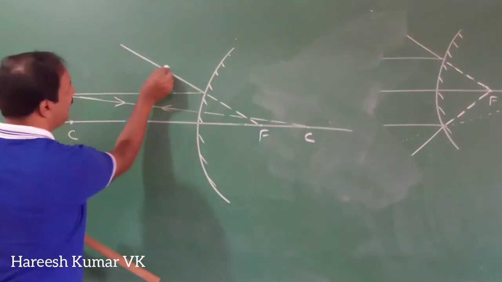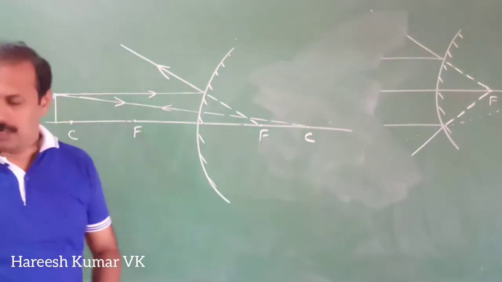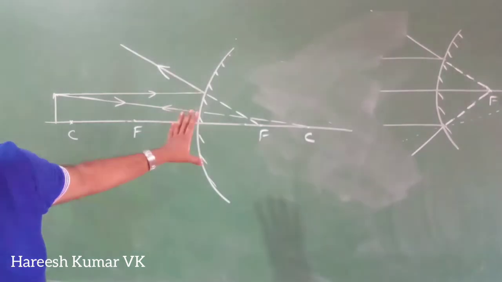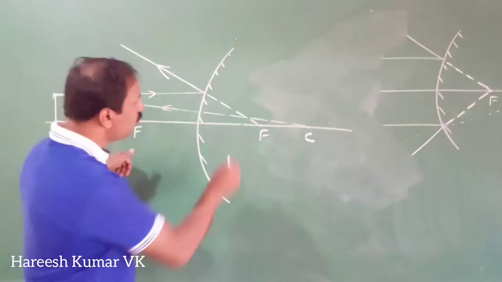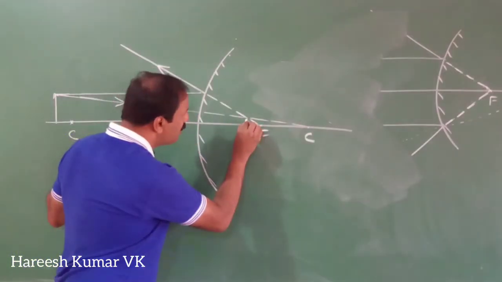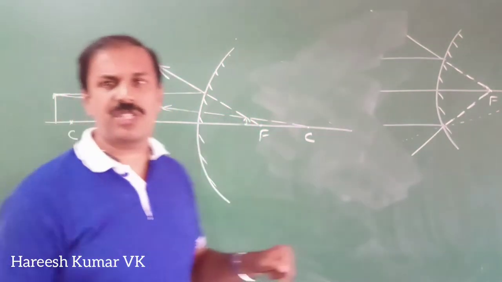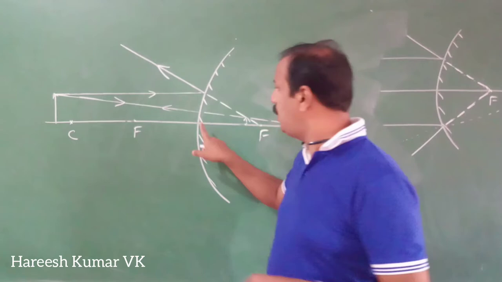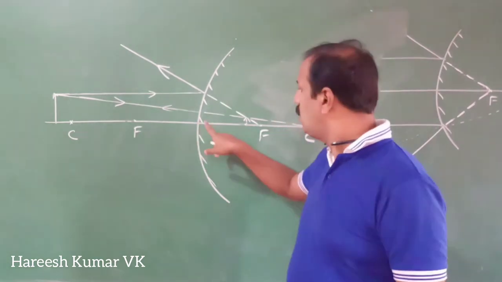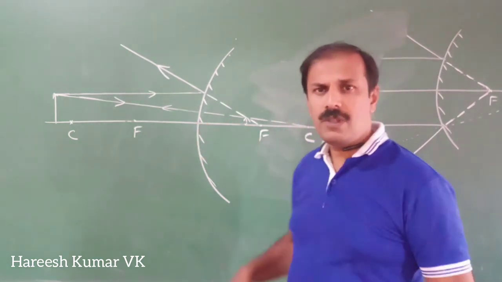So the ray is coming like this and reflecting back like this. So the picture is clear. Where is the image? These two dotted lines are meeting here. So we have a virtual image here. So here also it is diminished. We have a diminished image here inside.